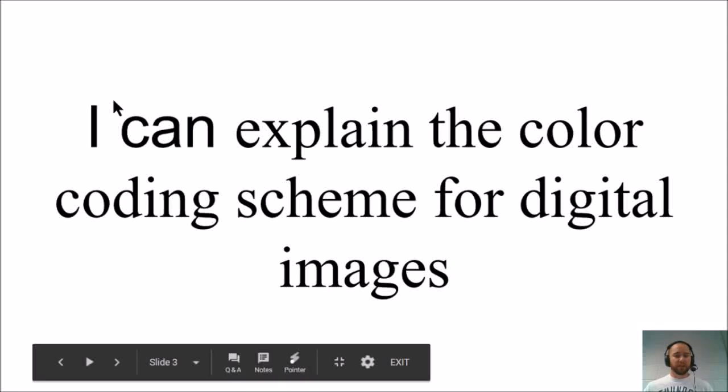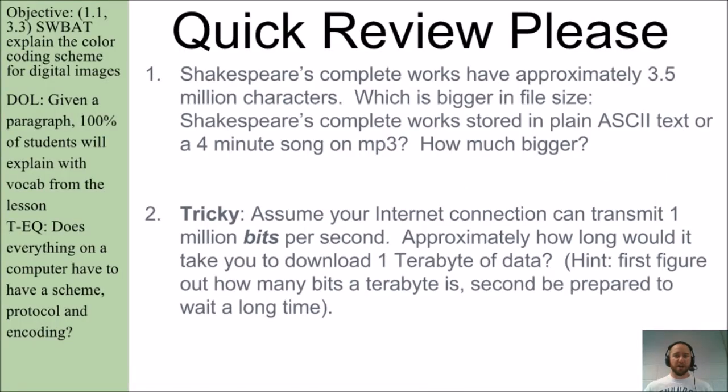The objective of this video is to explain the color coding scheme for digital images. So I wanted to start with a real quick review. Shakespeare's complete works have approximately 3.5 million characters, which is bigger in file size: Shakespeare's complete work stored in plain ASCII text, or a 4-minute song on MP3? How much bigger is one or the other?